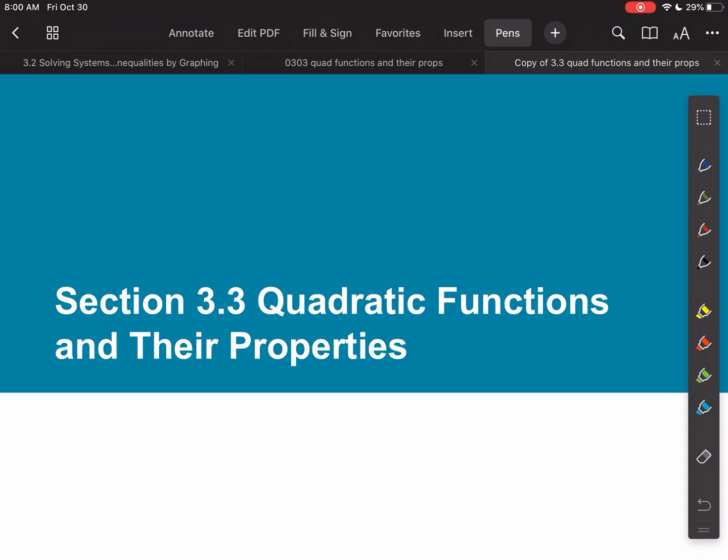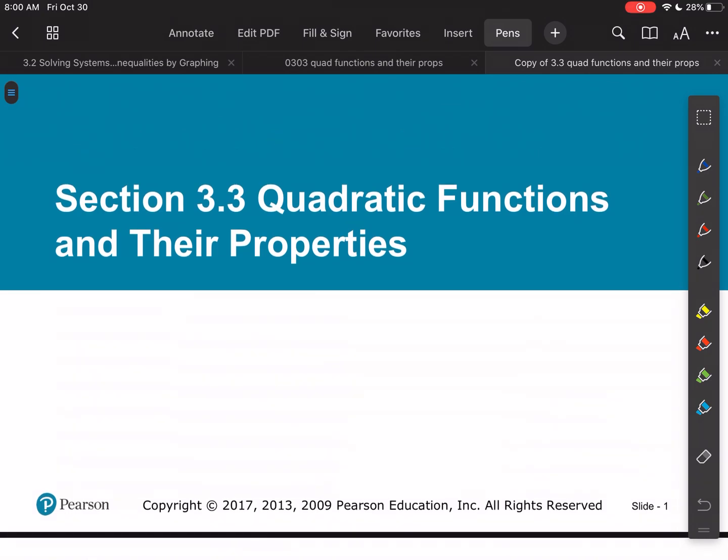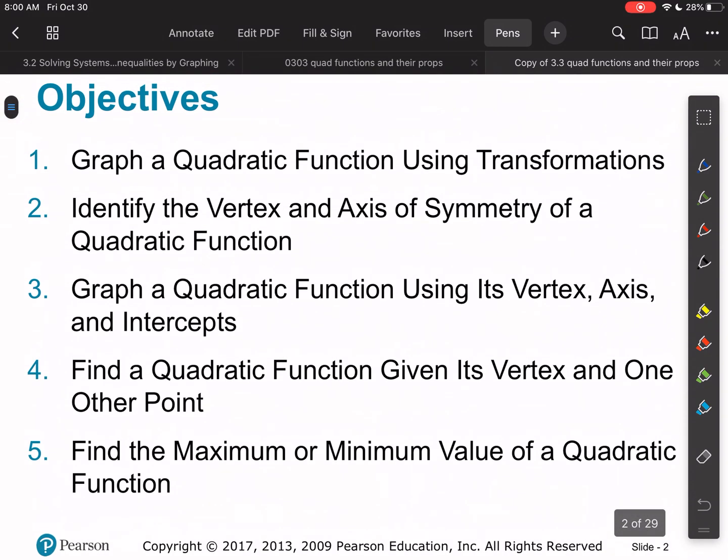All right, pre-calc today in section 3.3, we are going to review quadratic functions and their properties. None of this really should be new. This was all covered in Algebra 2, but it's been a while, so let's make sure that we're comfortable again with quadratics. So a lot of objectives for the day.